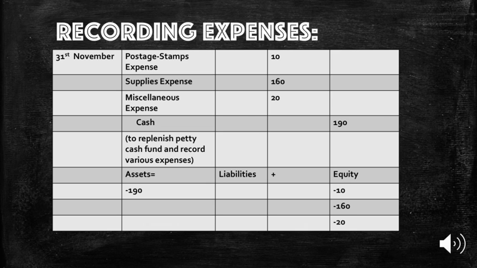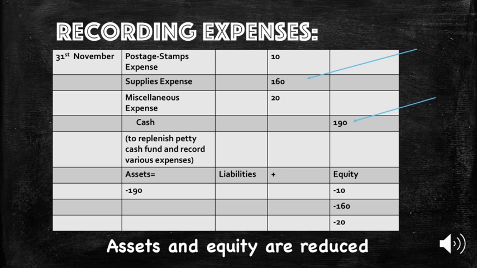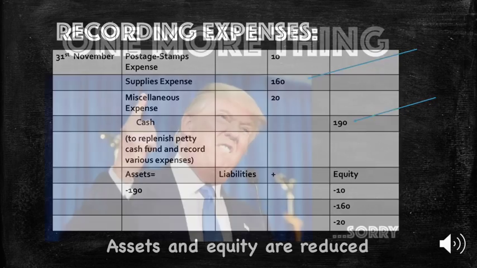To record expenses, all the receipts now become expenses, as you can see with $10, $160, and $20. Cash is credited at $190 and assets and equity are reduced.